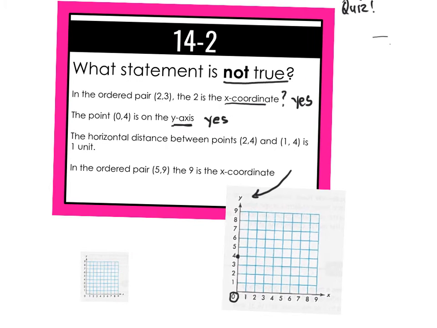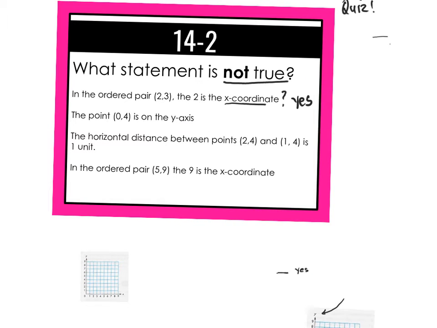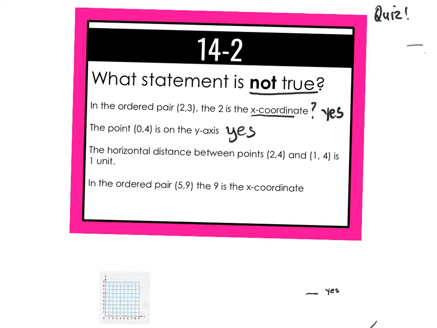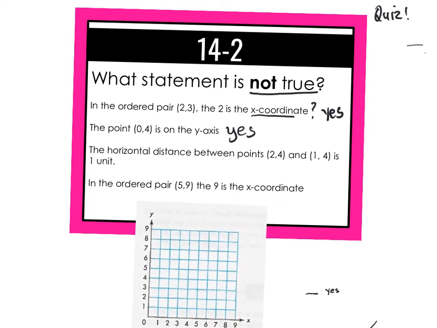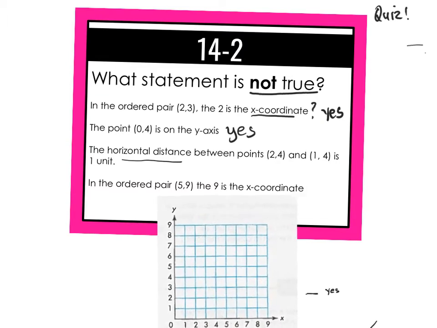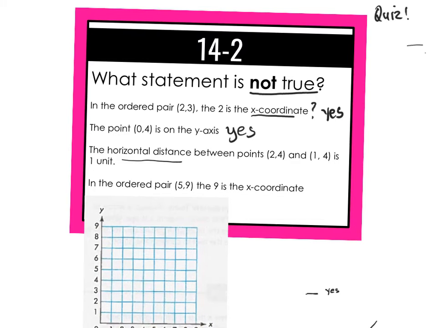So then the next question says, I should probably write back here, say yes, that's true. Okay, so this next one is dealing with that concept yesterday, the horizontal distance. Remember, the horizontal distance was just sort of the distance between the x coordinates in a grid, right? So it's horizontal, it's not vertical. We're talking about x coordinates. Anything horizontal, x coordinates, right? So it's saying, hey, the horizontal distance between points 2, 4 and 1, 4 is 1 unit.